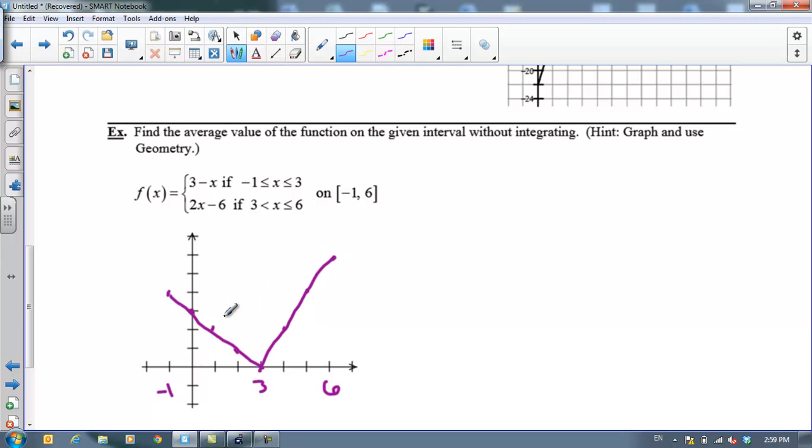All right, so we want to find the average value of this function without integrating. We want to actually figure out what it is. So it's going to be some average height in here. You could probably estimate it.